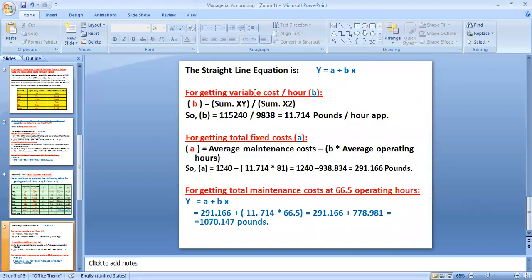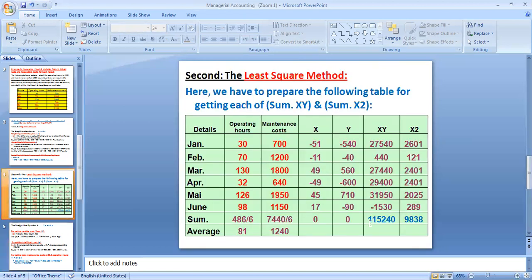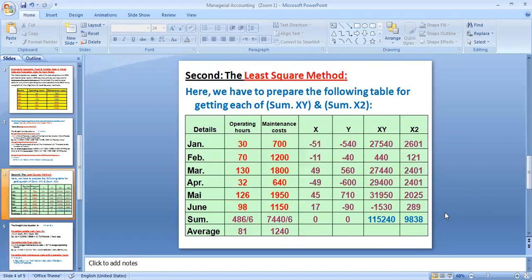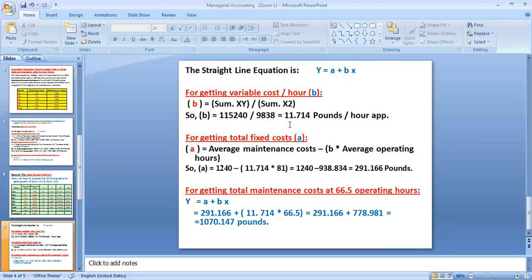For getting the variable cost per hour, B equals summation xy divided by summation x squared. So summation xy is 115,240, divided by 9,838, which is x squared. We get 11.714 pounds per hour approximately.